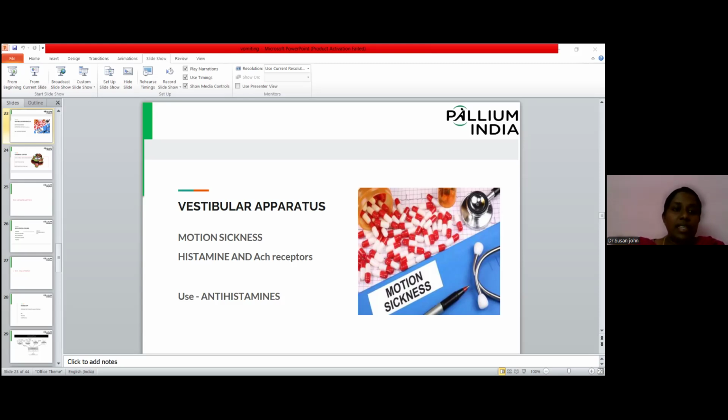So if the patient has motion sickness, we do not prescribe metoclopramide. Here we are giving antihistamines, usually Avomin, and also dicyclomine, the antihistamine drugs. That is the drug of choice for motion sickness or vestibular apparatus related nausea and vomiting.